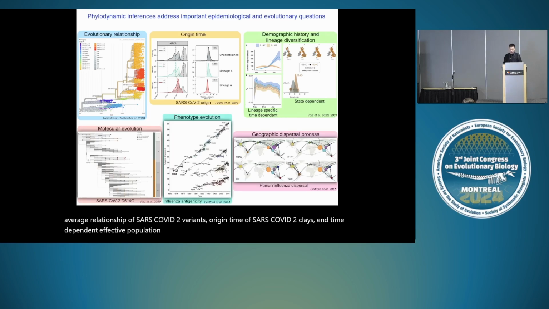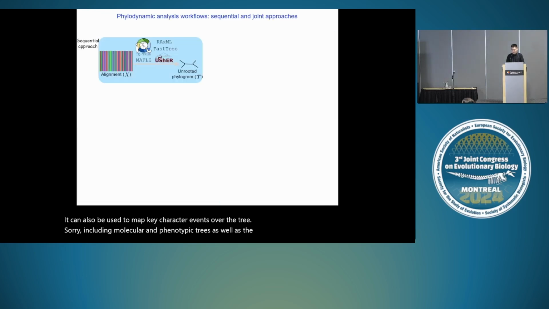It can also be used to map key character evolution events over the tree, including molecular and phenotypic traits, as well as the geographic dispersal history. Currently, the most popular phylogenetic inference approach is the sequential approach, using tool-specific designs for each step.